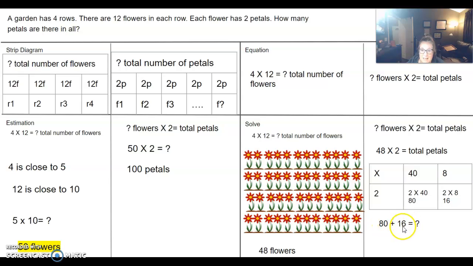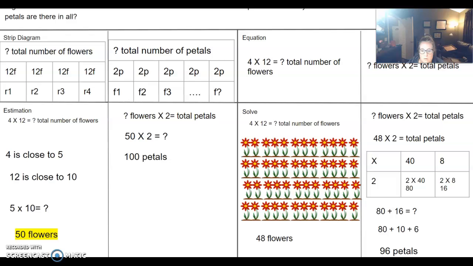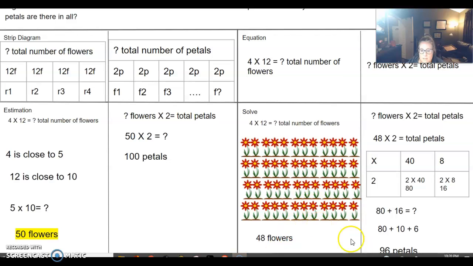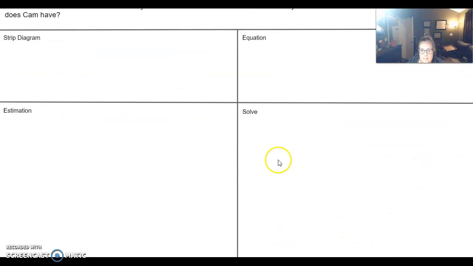But I kind of have a hard time adding 16. So I'm going to decompose it into 80 plus 10 plus 6, because that is easier for me. So I'm going to say 80 plus 10 is 90, and 90 plus 6 more is 96. So I know that my answer is 96.